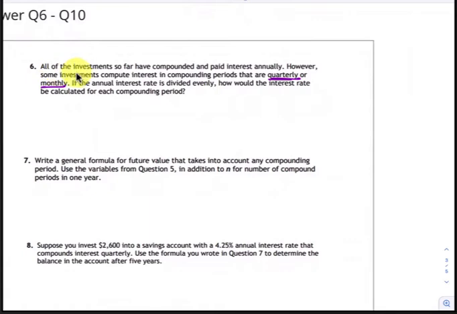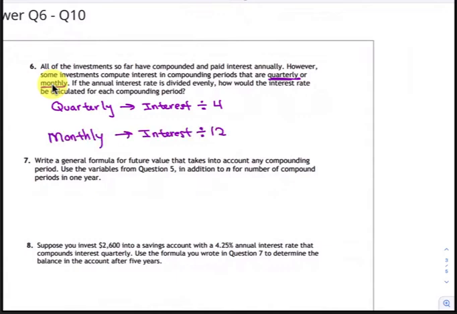Okay, number 6. All the investments so far have compounded and paid interest annually. However, some investments compute interest in compounding periods that are quarterly or monthly. If the annual interest rate is divided evenly, how would the interest rate be calculated for each compounding period? Well, there are 4 quarters in a year, so if it's compounded quarterly, then you would divide the interest by 4. And then what about monthly? Well, there are 12 months in a year, and so monthly you would divide the interest by 12.